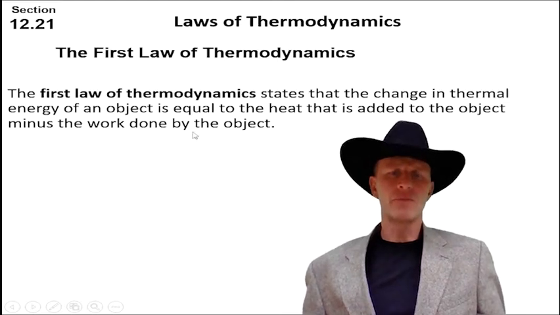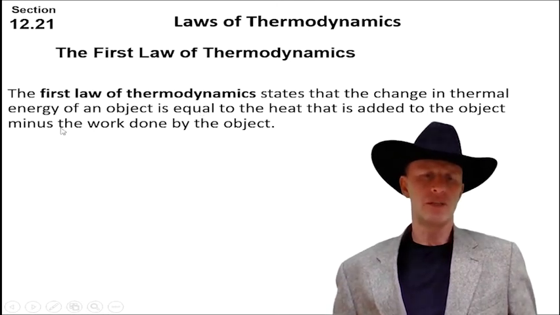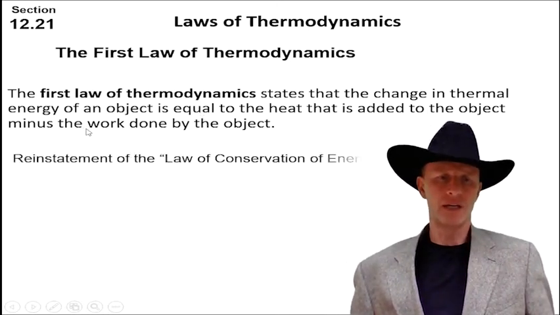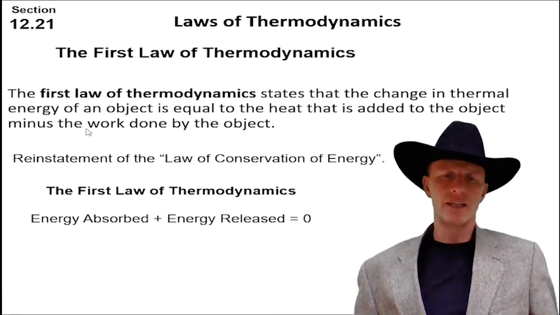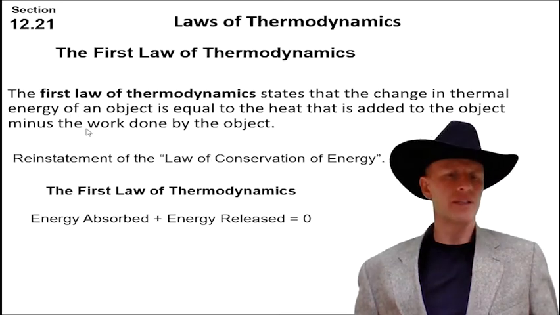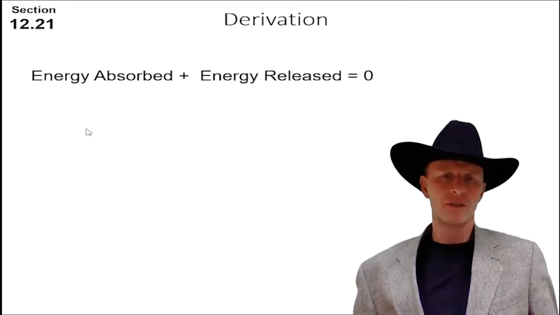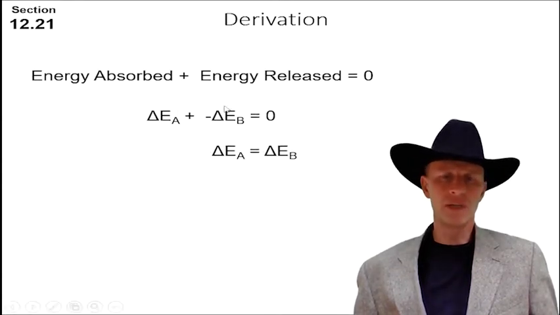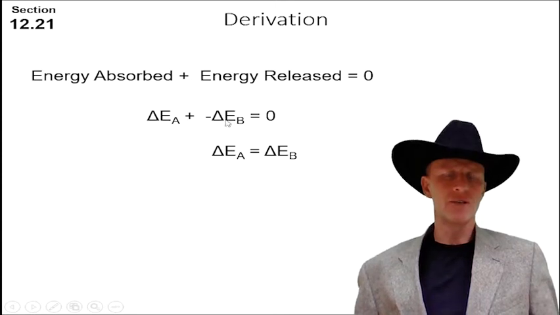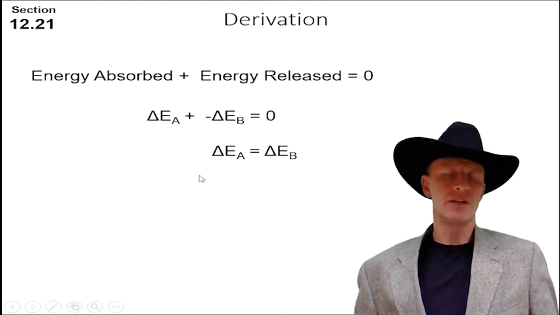The first law of thermodynamics states that the change in thermal energy of an object is equal to the heat that is added to the object minus the work done by that object. It is considered a reinstatement of the law of conservation of energy and can be summarized in an equation that says the energy absorbed plus the energy released has to equal zero. So if one energy is absorbed and one is released, one is going to have a negative amount, and you can set these equal to each other. So the change in one energy has to equal the change in the other. You're basically saying one energy is transferred to the other energy.